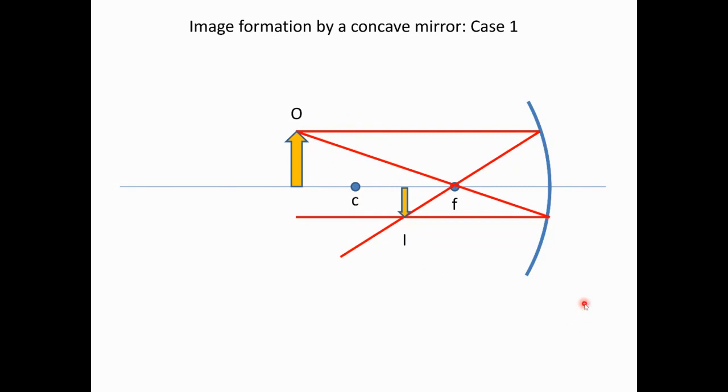Okay, so I think you know that. You've seen that before, at least. The result then is a real, inverted, and smaller image, as you can see there. It's a real image because it's made out of real light rays. There really are light rays on this side of the mirror.